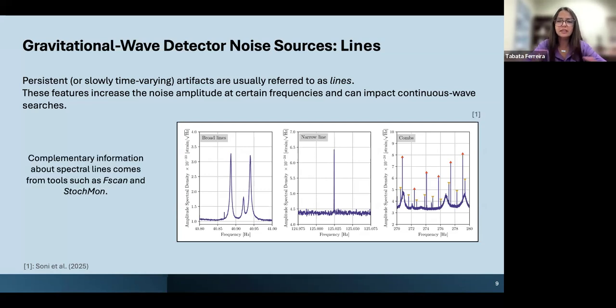That share usually get information from different tools, such as FSCAN and Stockmon. I will not go to details of the tools, but there are some references at the end of these slides that you can basically access and read and ask questions if you're interested. And as I said, this kind of source impact especially continuous wave sources. So it's very important to understand them and eliminate or mitigate their impacts.